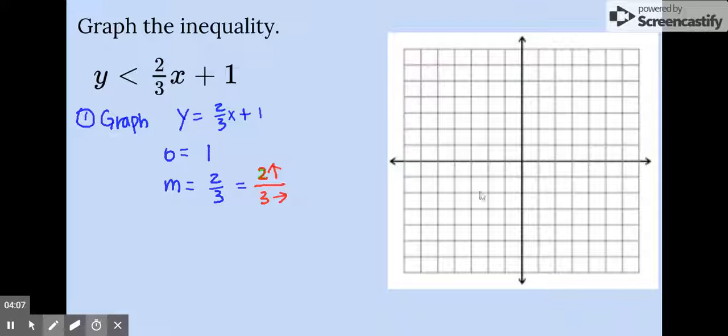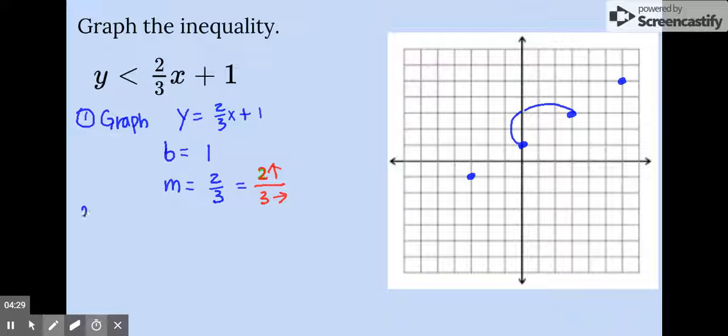So let's plot the y-intercept, which is 1. And you're going up by 2, and 3 to the right. Up by 2, 3 to the right. So I'm going to go the other way too. If you have a ruler, you only need 2 points, so don't worry.